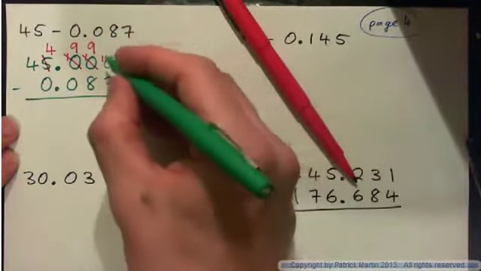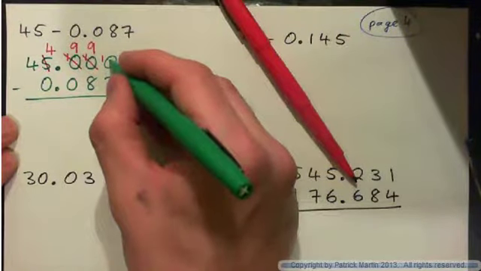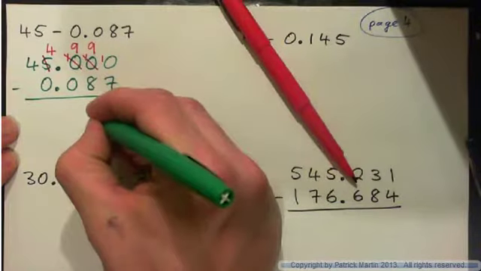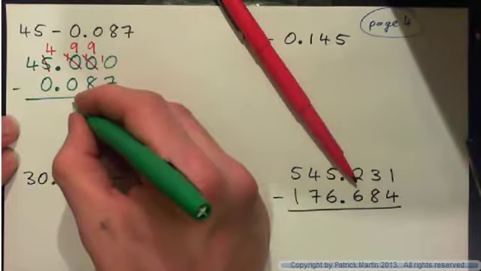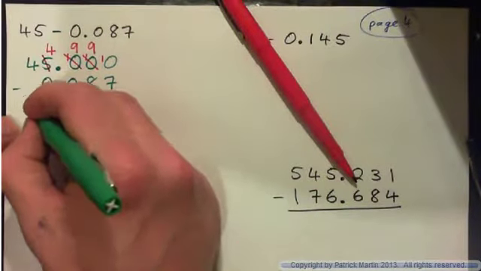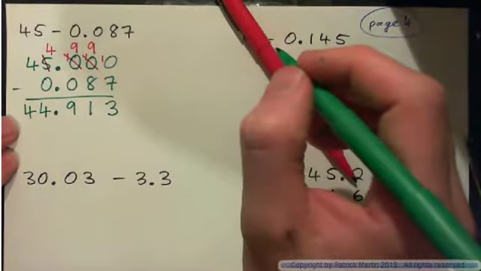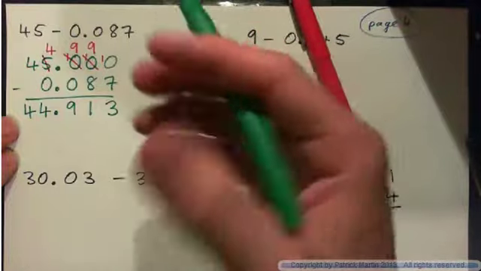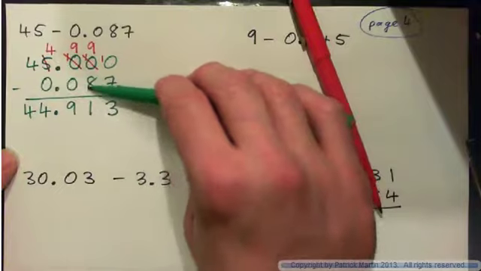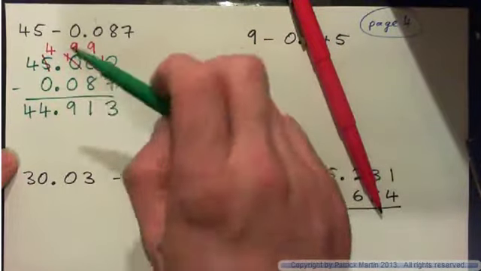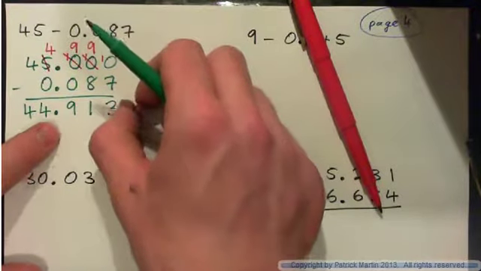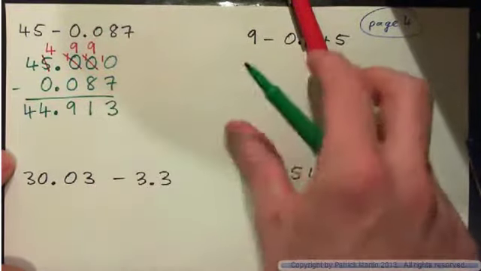And now we can do it. So 10 minus 7 is 3. 9 minus 8 is 1. 9 minus 0 is 9. 4 minus 0 is 4, and then we have 4. Okay. So that seems like it's correct, isn't it? $45 subtract 0.087 would be $44.91 cents and 0.03 of a cent, let's say, right?